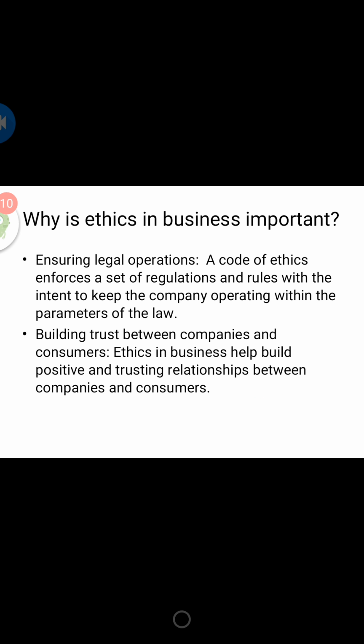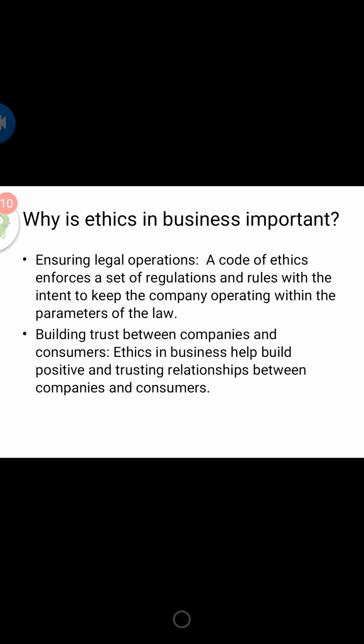The next is why business ethics is important. Ethical conduct in business provides benefits for both the owners and the consumers. For example, you are ensuring legal operation.